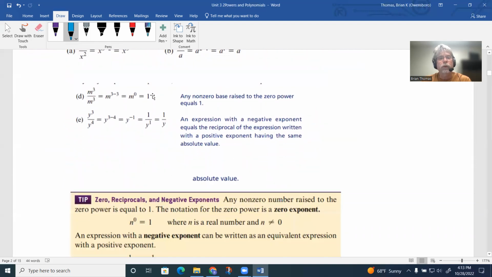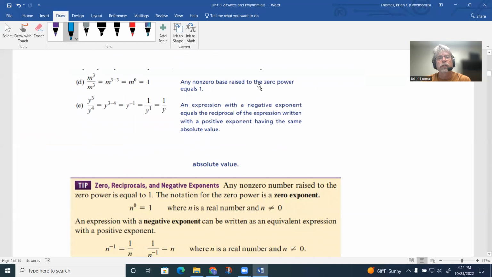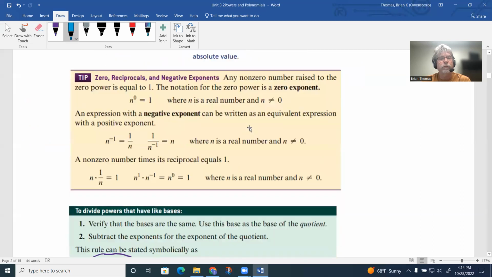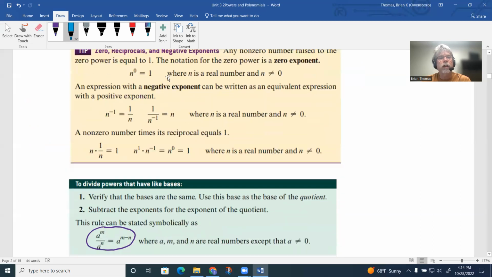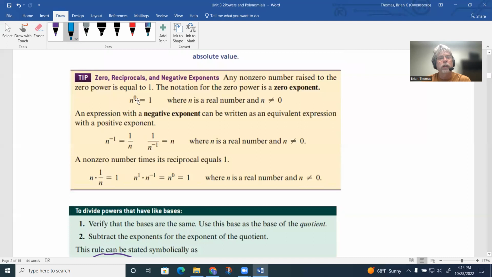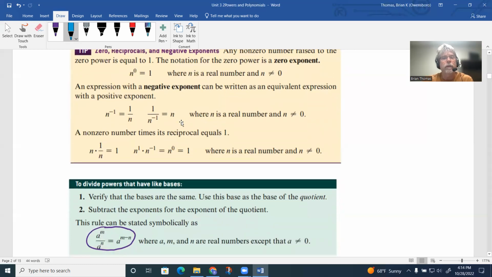So notice how we're saying here, any non-zero base raised to the 0 power is going to equal 1. That's what we're picking up on. And notice how we had this y to the negative 1. What we're picking up on here is that an expression with a negative exponent is going to equal the reciprocal of the expression written with a positive exponent having the same value. So that's what they're saying here as some rules. Anything to the 0 power is going to be 1. Of course, our base can't be 0, though.